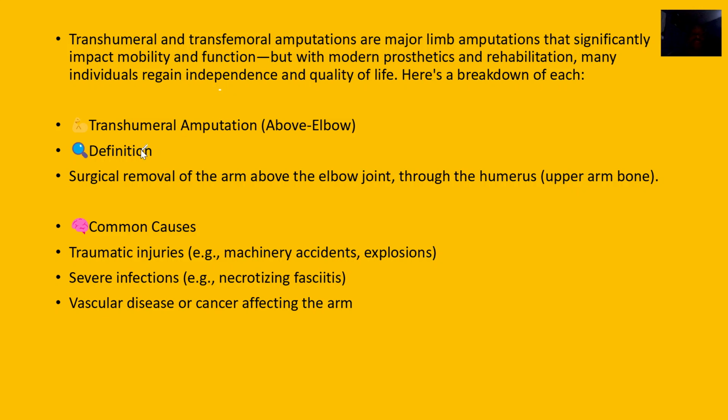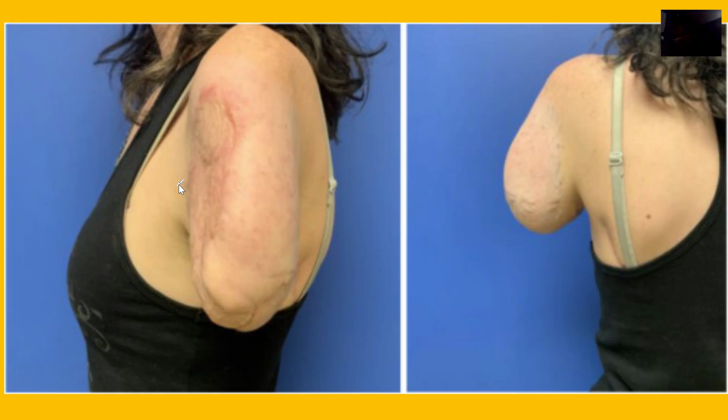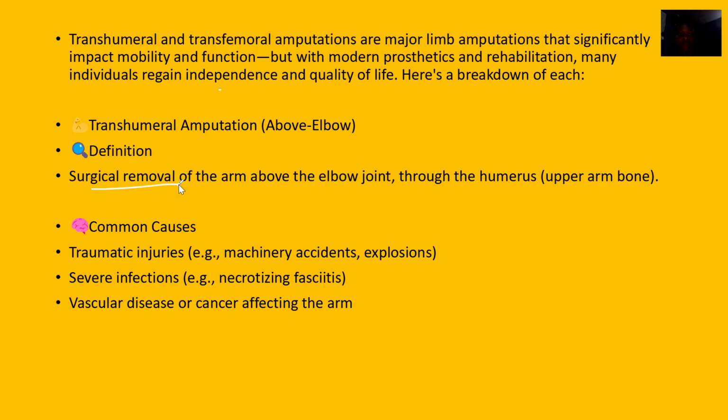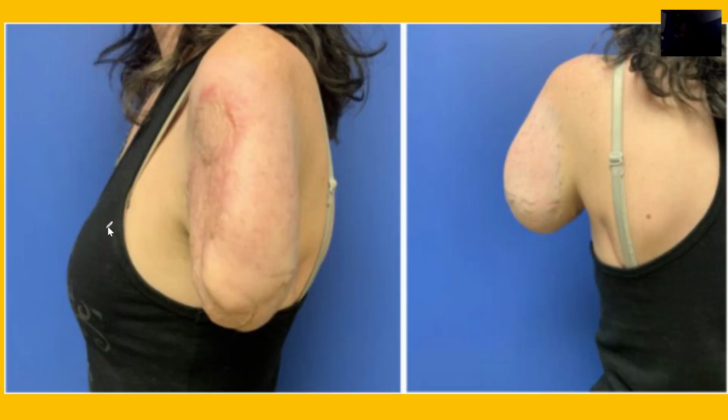So the transhumeral is just a surgical removal of the arm above the elbow joint. Okay, that's through the humerus bone. Okay, so common causes, that's common reasons. Common causes. The causes here are also risk factors, because you could get an injury and the arm is removed like this.